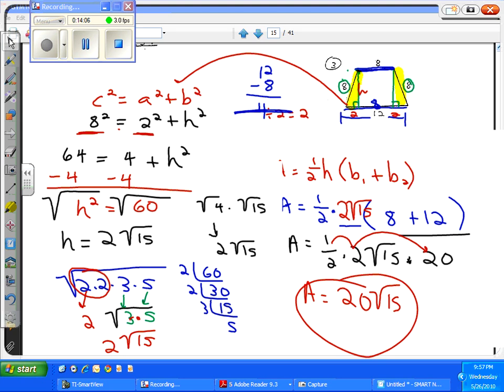We knew that in an isosceles trapezoid, the legs are equal and the base angles are equal. If you draw the altitude, you get a rectangle and 2 congruent triangles, and we could use that information to help us find the missing height. Okay?